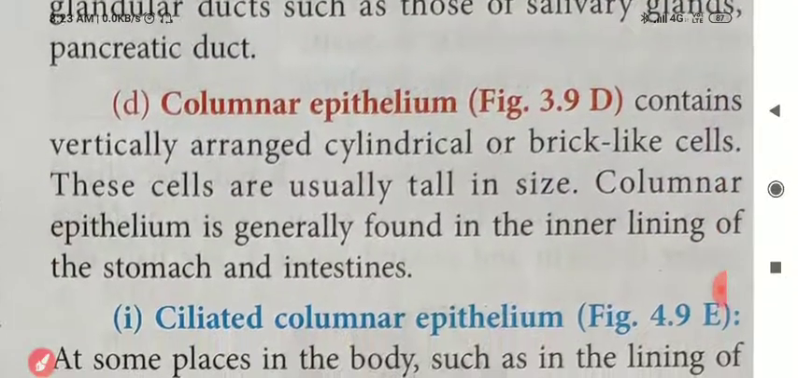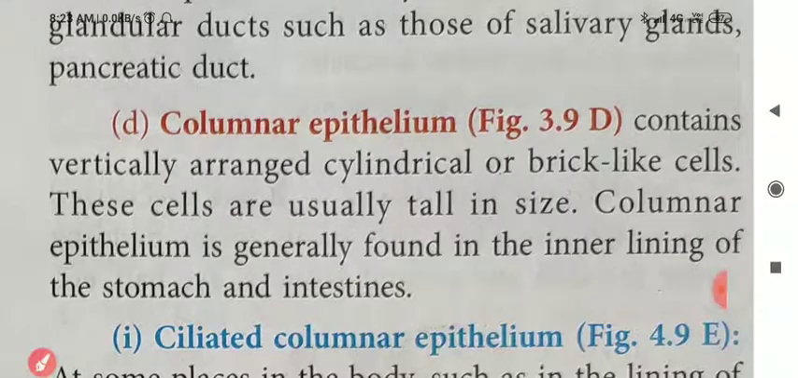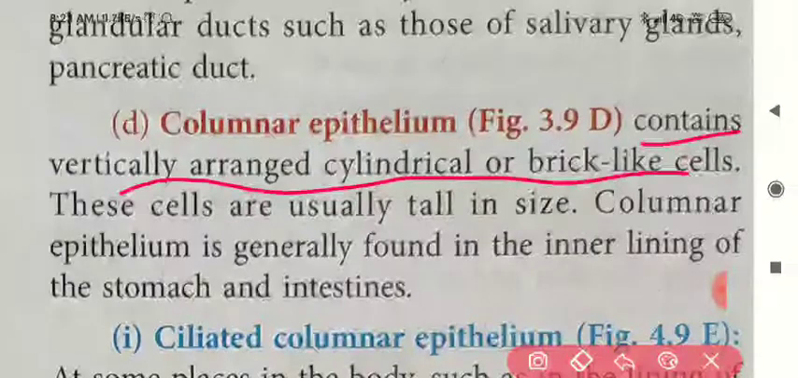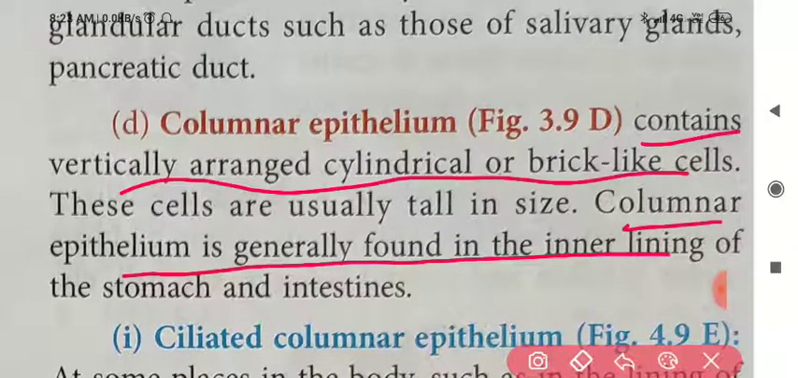Next we have columnar epithelium. It contains vertically arranged cylindrical or brick-like cells. These cells are usually tall in size. Columnar epithelium is generally found in the inner lining of the stomach and intestine.